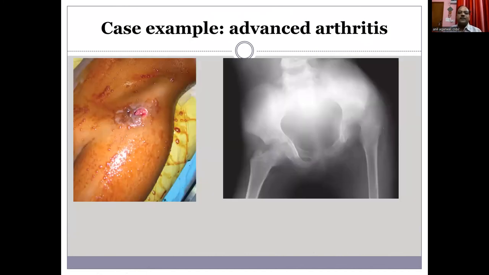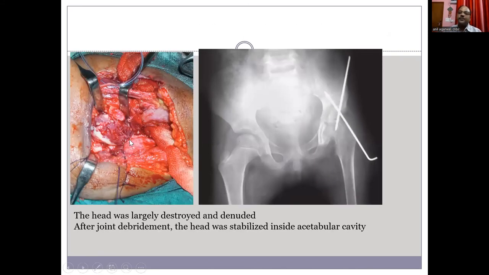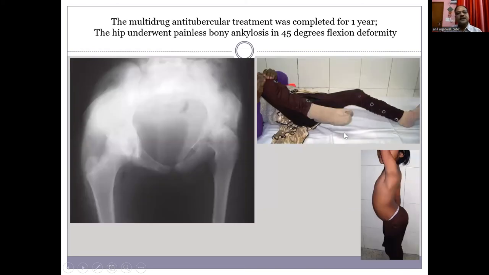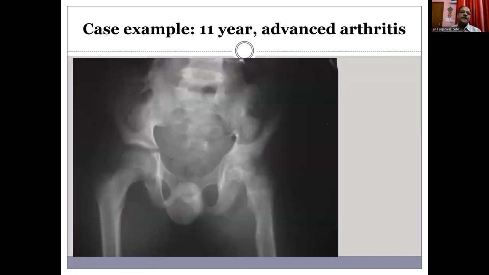When you deal with complications or advanced arthritis, this was a particular child, a discharging sinus was present and the migratory acetabulum is seen. We tried to open it, restore the joint, and this is what the head looks like intraoperatively. I tried to stabilize with K-wires, but in the end, that joint ankylosed and you have a fixed flexion deformity.